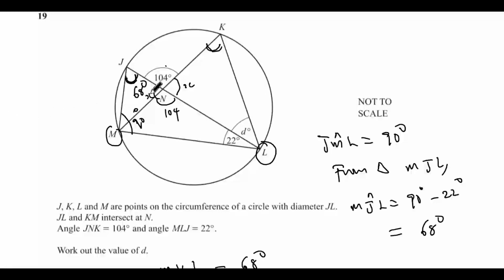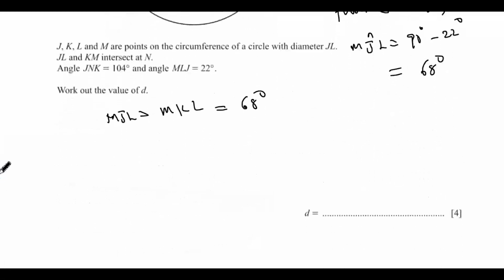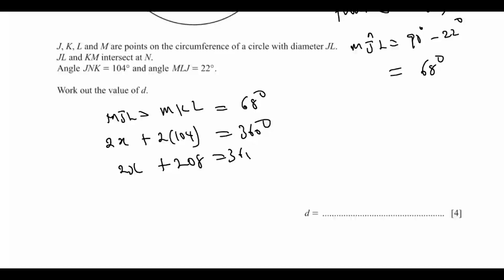Okay, so I will say x plus x plus 104 plus 104 equals 360 degrees. So instead of saying x plus x, we can say 2 times x, plus, instead of saying 104 plus 104, we can say 2 into 104. Okay, so these four angles add up to 360 degrees. Then this will give us 2x plus 208 equals 360 degrees.